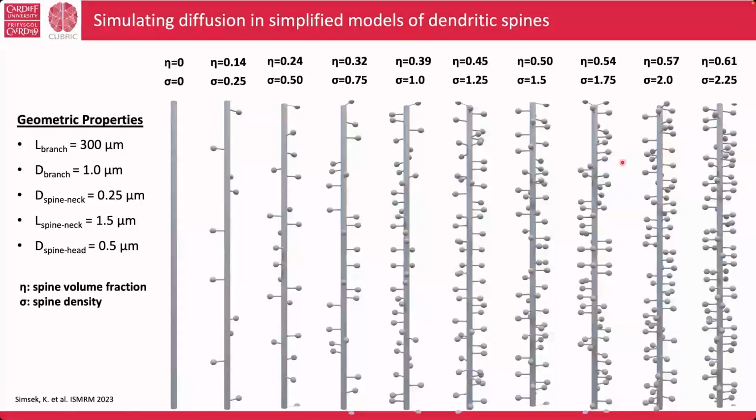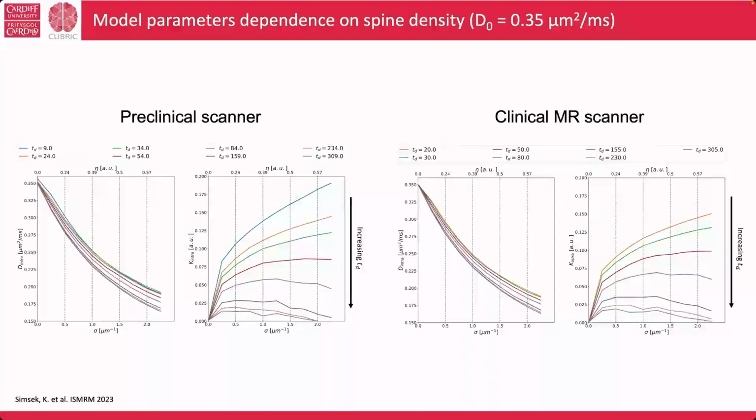But we used numerical simulations. We built ad hoc computational models of the effect of the spines at different spine densities, and we showed that there is a significant effect. So this is the intraneurite kurtosis versus spine density, as you can see for different acquisition schemes. So the blue one is preclinical. So if we have access to a preclinical scanner, we can already measure spine density with a very good sensitivity. That's the idea from the simulation.